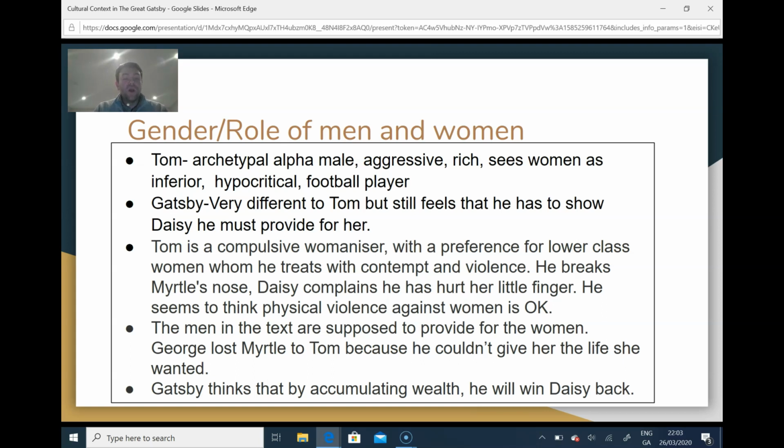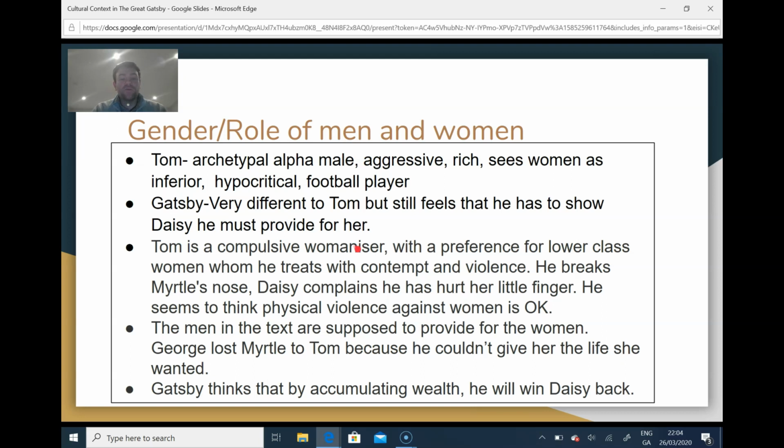Okay, Gatsby is very different to Tom. But in terms of the role of men and women, he still feels he has to show Daisy he must provide for her. And he's not doing that on a false premise. Daisy left Gatsby for Tom on the basis that he did have more money and he could provide a better life for her. So the women seem to think it is the role of the man to provide for them.